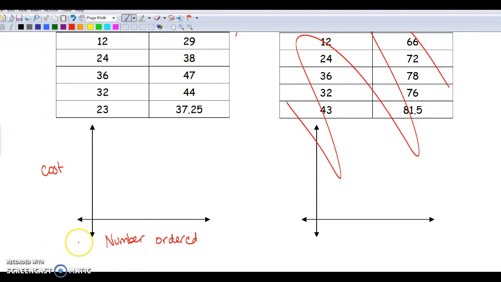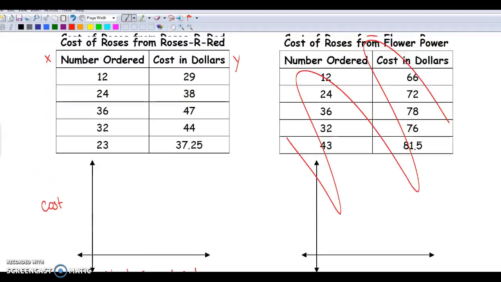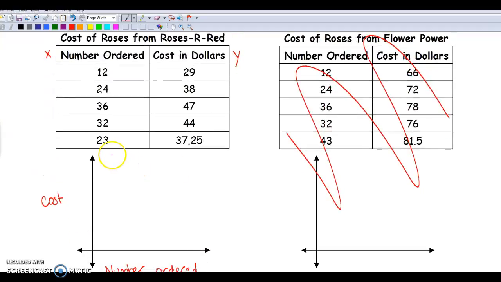And then you need a title. So since this is called Roses Are Red, we could do cost from Roses Are Red. So you're going to see that.